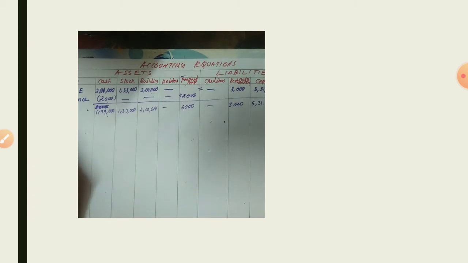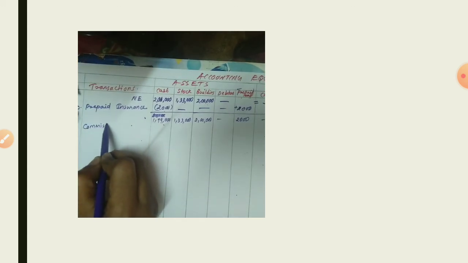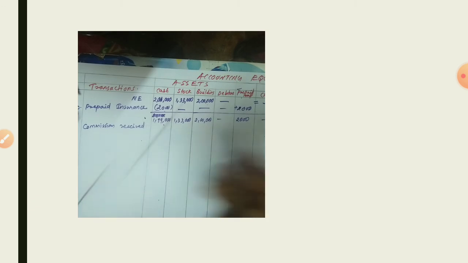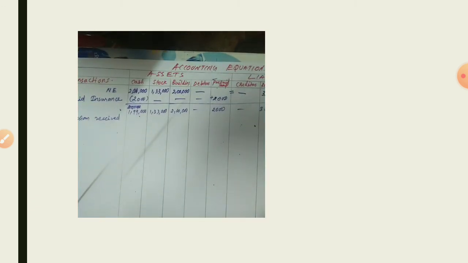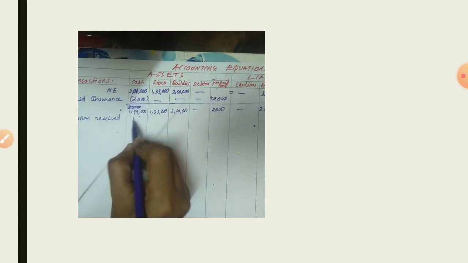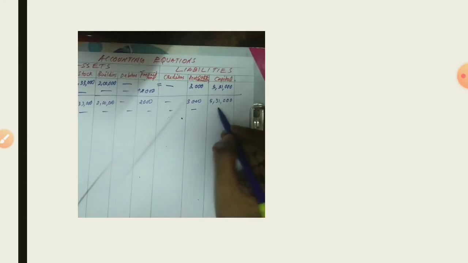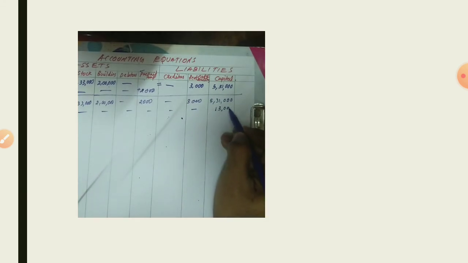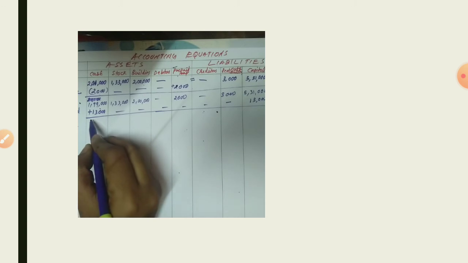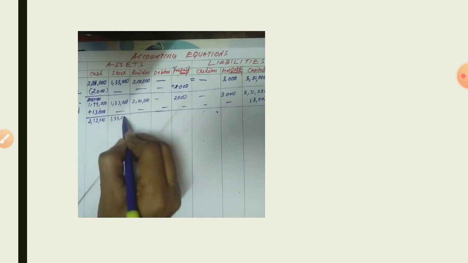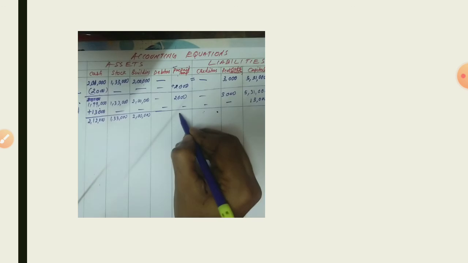Now what happened? Commission received. Okay, so next is commission received. When we receive a commission, what are we getting? Cash. So cash will increase. How much received? 13,000 cash. So plus, then what will increase? Capital only will increase because it is part of profit. Commission, any income we receive, will add to our profit, increase our profit, and ultimately it will increase the capital. So cash and capital will increase. So 1 lakh 99 plus 13, 2 lakh 12,000. Then this is 1 lakh 33,000. Here also no change, 2 lakh. Here also 2,000.